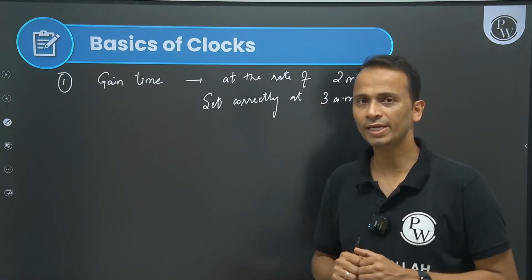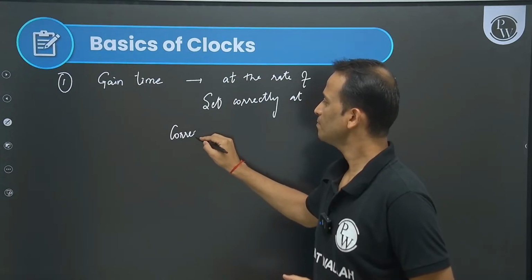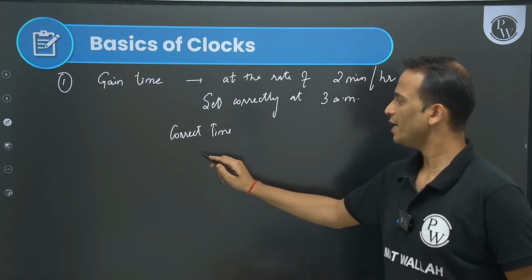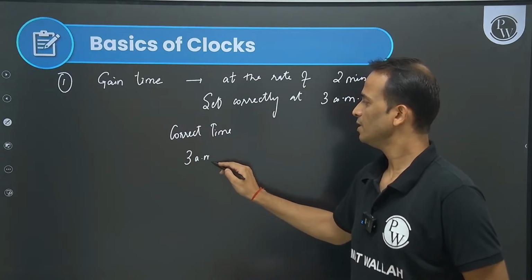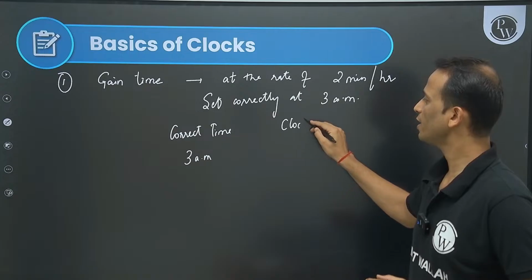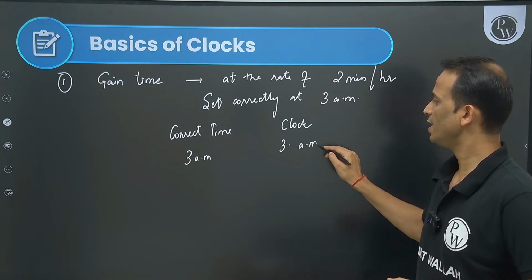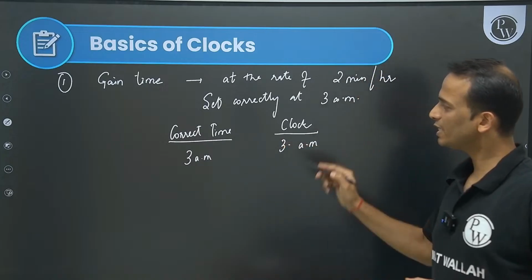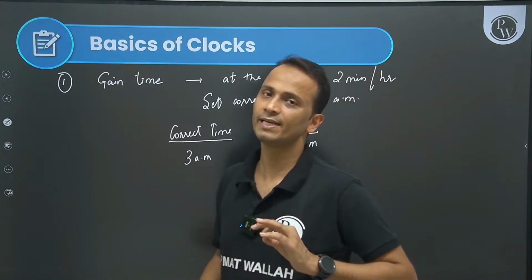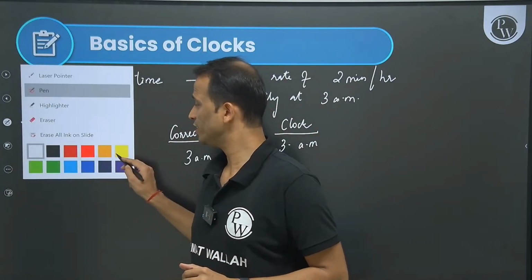ठीक है, राइट? सो when the correct time is 3 a.m. this clock is correctly set at that time. So ये वाली जो clock है ये कितना time show करेगी? It will also show 3 a.m. right? So when the correct time is 3 a.m. this clock will also show 3 a.m. because this clock is set correctly at 3 a.m. right? Now what is happening with this clock?